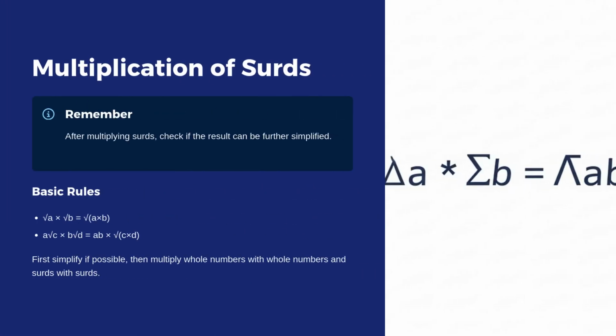Multiplication of surds. Remember, after multiplying surds, check if the result can be further simplified. Basic rules: the square root of a times the square root of b equals the square root of (a times b). A times the square root of c, times b times the square root of d, equals a times b times the square root of (c times d). First simplify if possible, then multiply whole numbers with whole numbers and surds with surds.